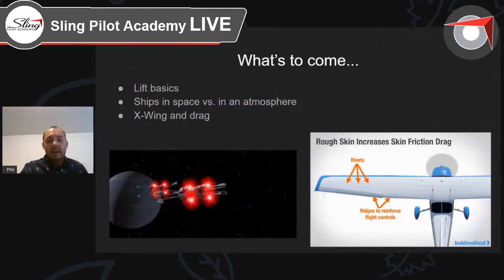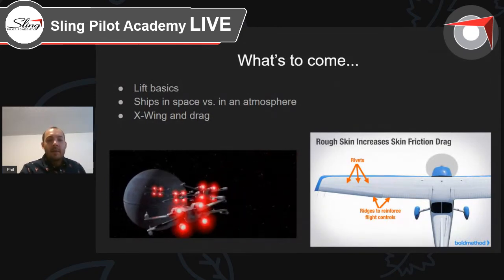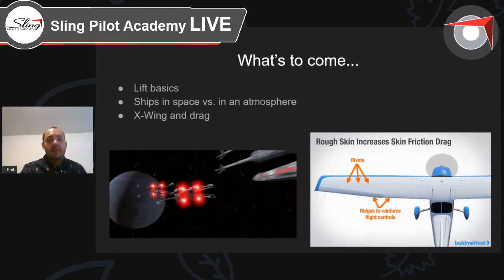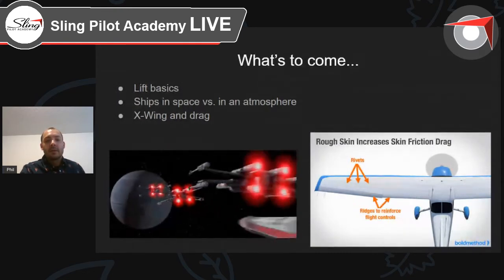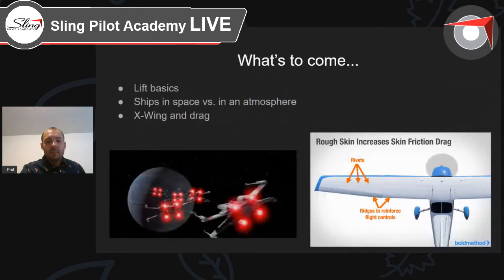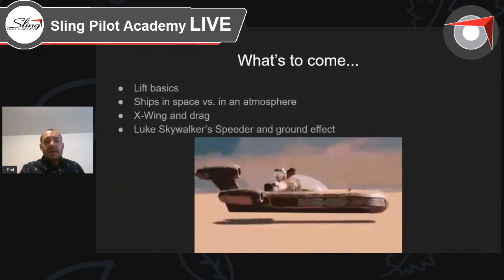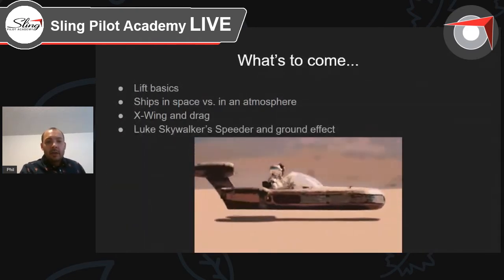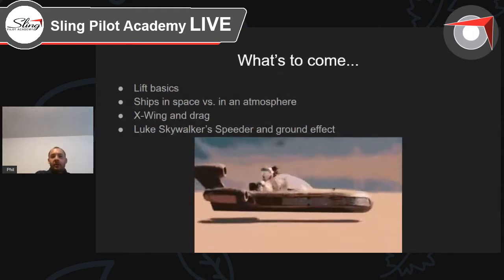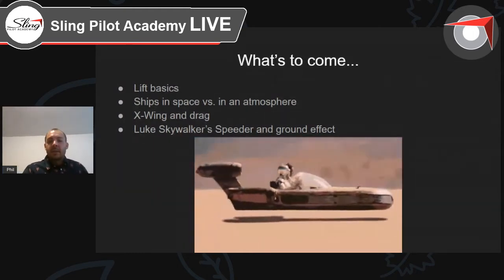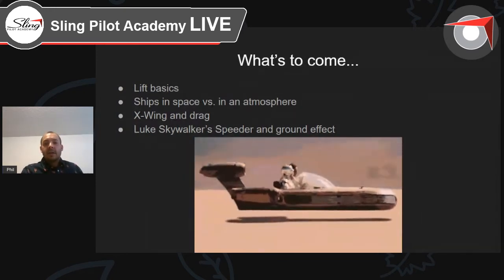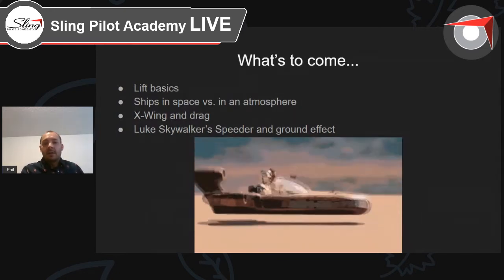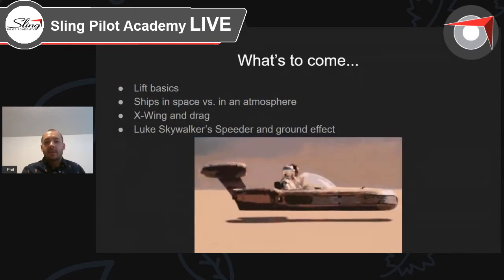We'll look at the way it would produce lift if it were to exist, and the drag that would result from the lift it produced. The next is another classic: Luke Skywalker's speeder. We'll relate that to ground effect, and how the lift it's producing is characterized when it's very low to the ground.